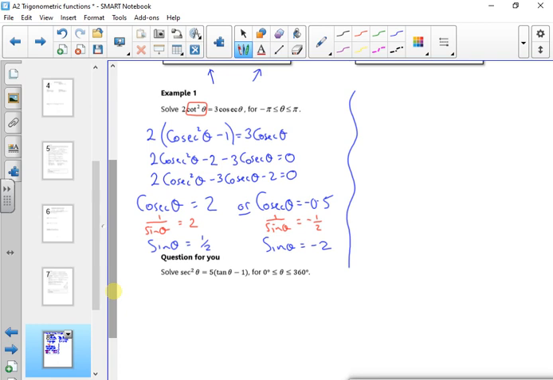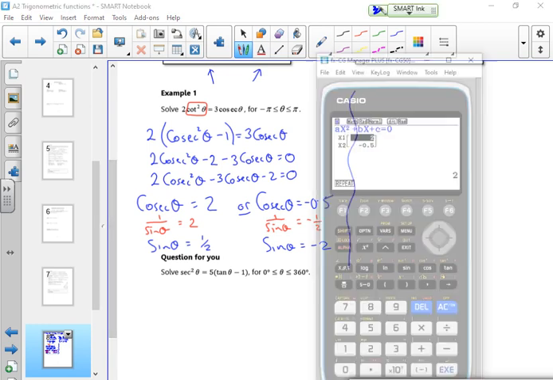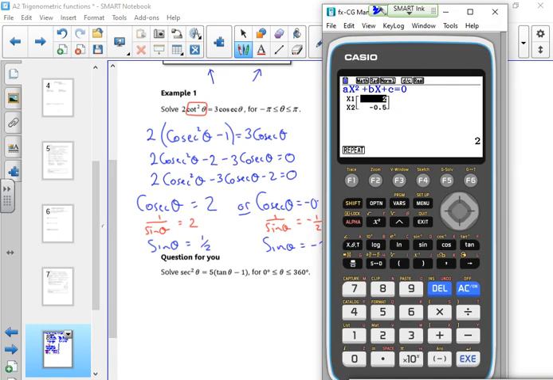Why have I got different signs to everybody else on here? They've got a half and two. Is that a mistake on the pack, do we think? Let's have a look. 2 minus 3 minus 2. Yep, 2 minus 3 minus 2. So that should be a minus 2 on the completed pattern, shouldn't it? That should be minus a half. There. Right, okay.